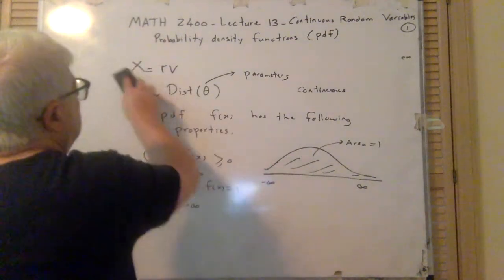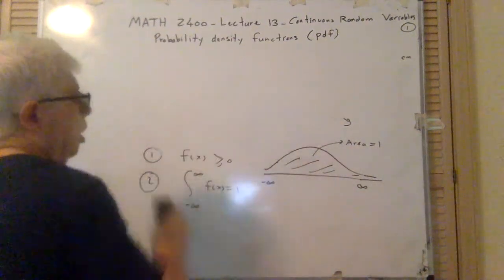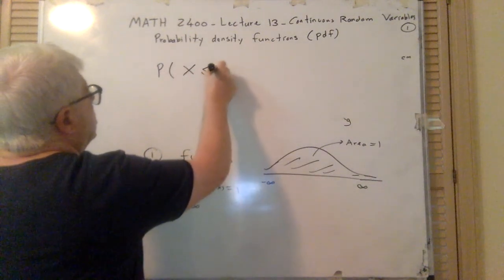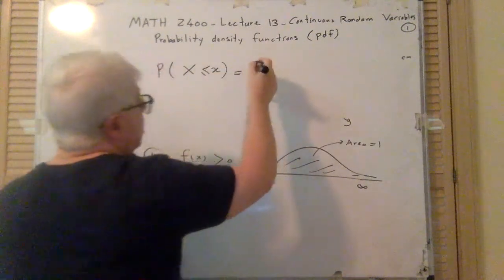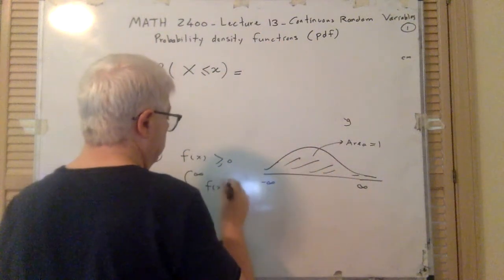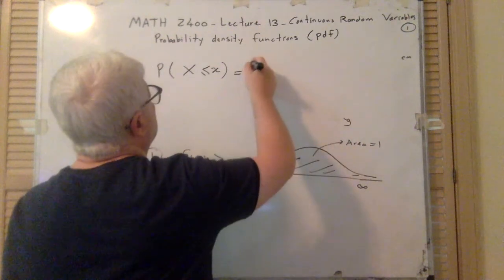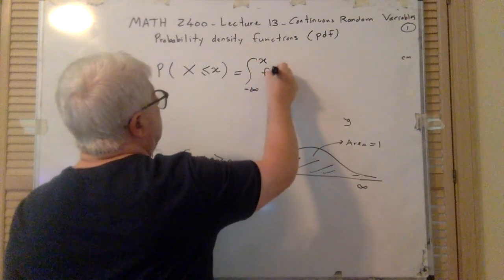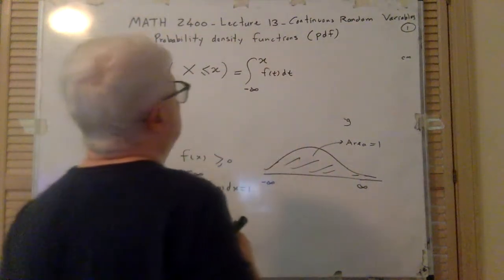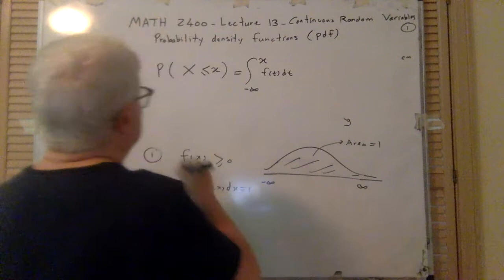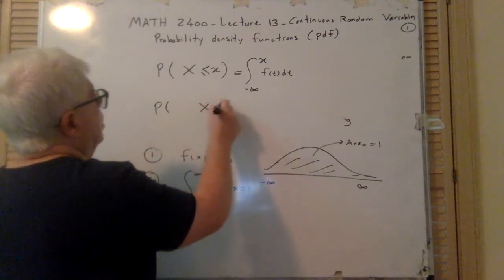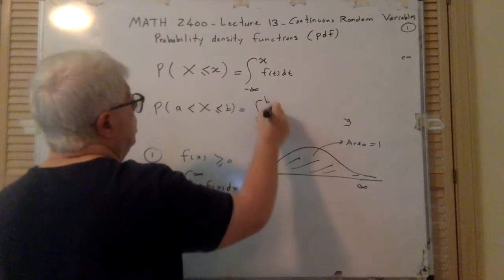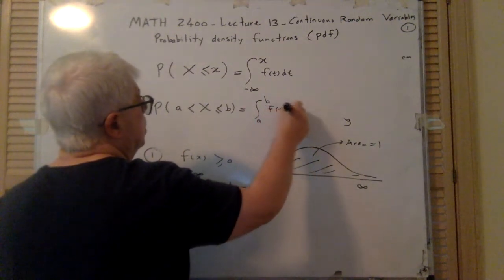And if x follows this distribution, then we can find the probability that x is between certain two numbers. The probability that x is less than small x is an integral from negative infinity to x. Let's write it as f(t) dt so it doesn't get mixed up with this x. And the probability that x is between a and b is the integral from a to b of f(t) dt.